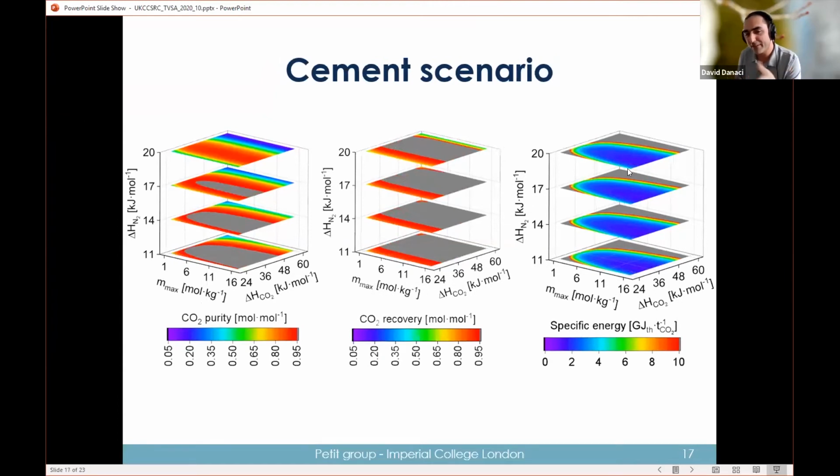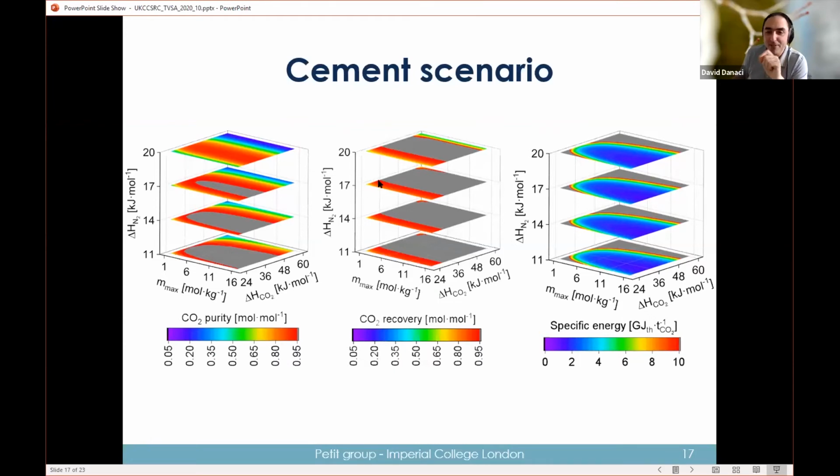This is the same thing for the cement scenario. I'm not going to spend too much time on it, except to point out a couple of things, which are the good ranges, the better performing ranges are much larger, but that's just due to the CO2 content of the stream.